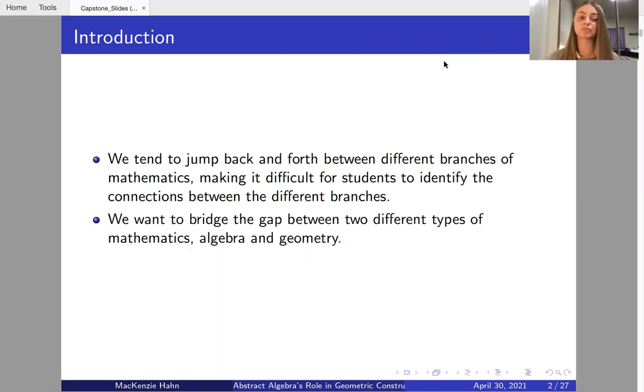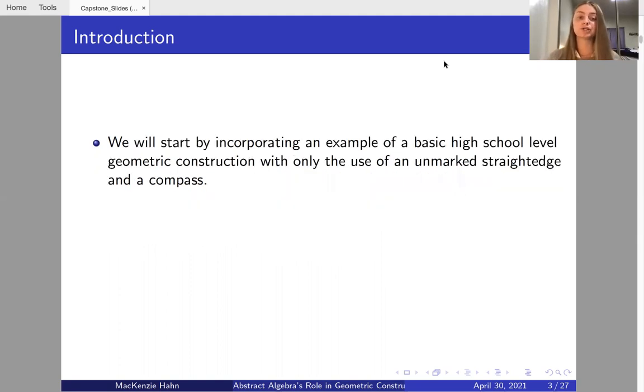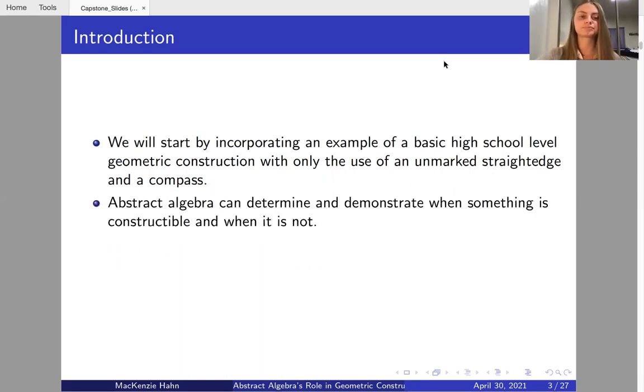So today we are going to bridge the gap between two different types of mathematics, algebra and geometry. We're going to start by including an example of a basic high school level geometric construction using only an unmarked straight edge and a compass. This is because high school students typically don't learn the justifications behind geometric constructions, so they wouldn't know how to prove this or why it works. A lot of college students also don't know these justifications. So we're going to start by going through an example of a geometric construction.